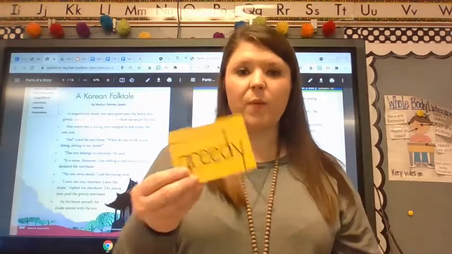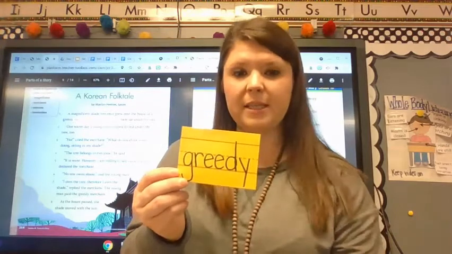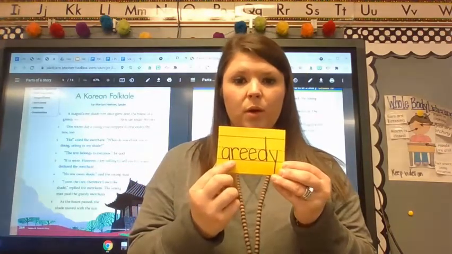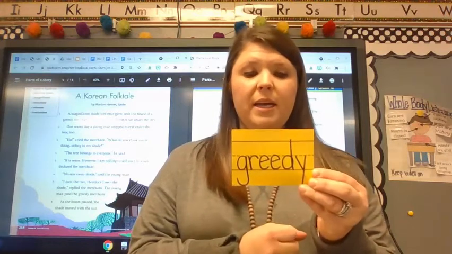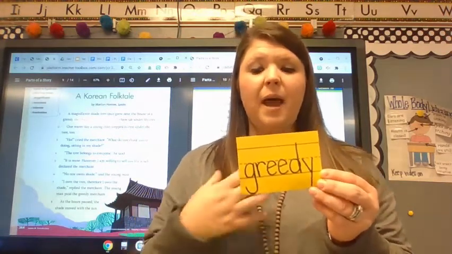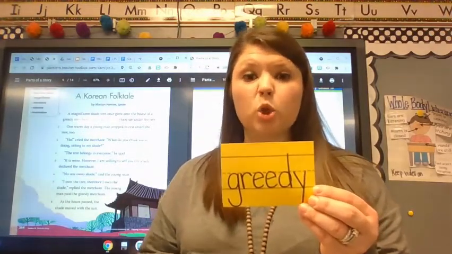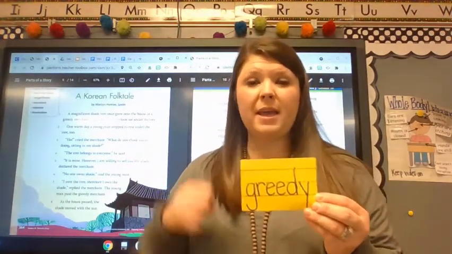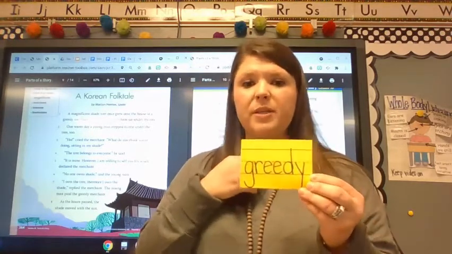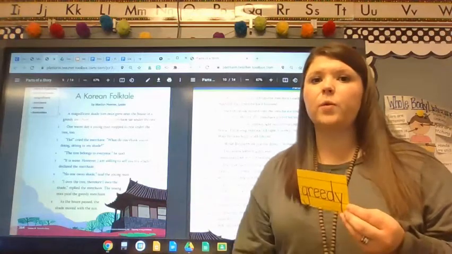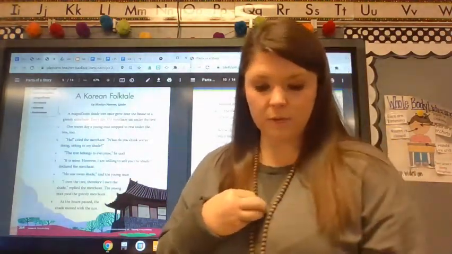Now, in this story, we are going to read about someone who is greedy. Do you see that blend at the beginning? Grr, and then that adjacent vowel, E. Greedy. Greedy means having a selfish desire for something. So the dog was greedy with his bone. He had that selfish desire. He didn't want to share it, did he? He wanted to keep it to himself. In our story, we have someone who is greedy. They want to keep it for themselves.